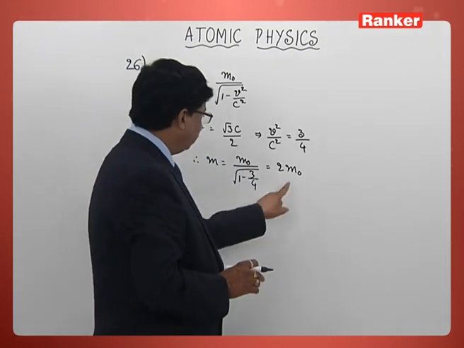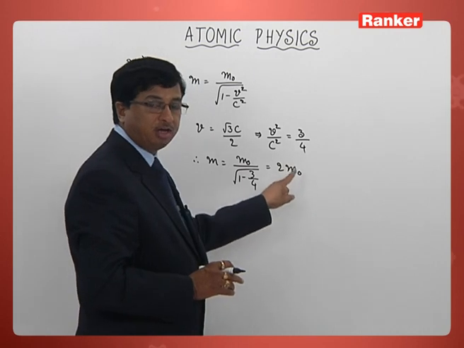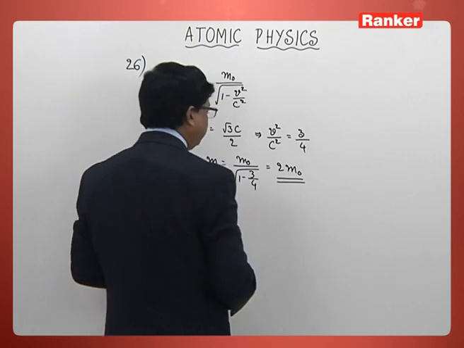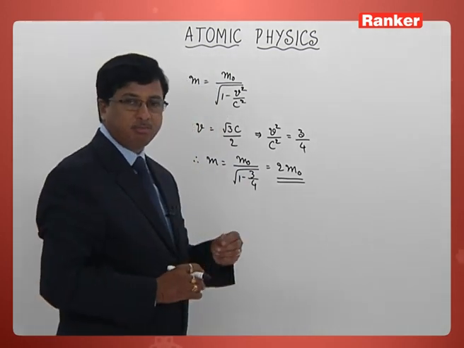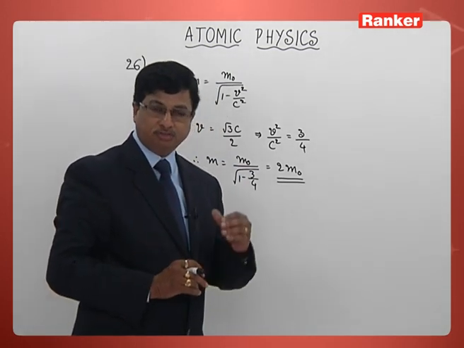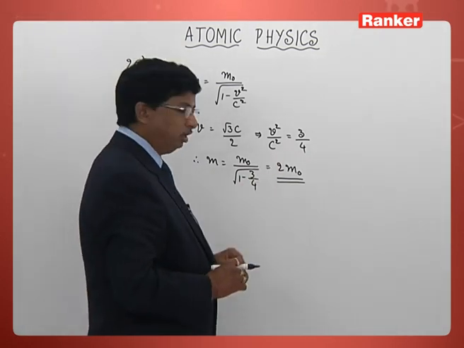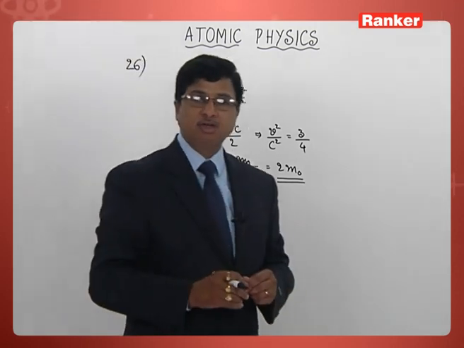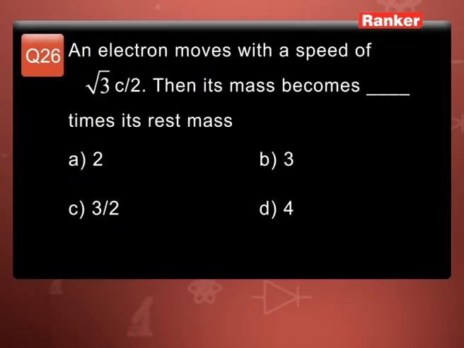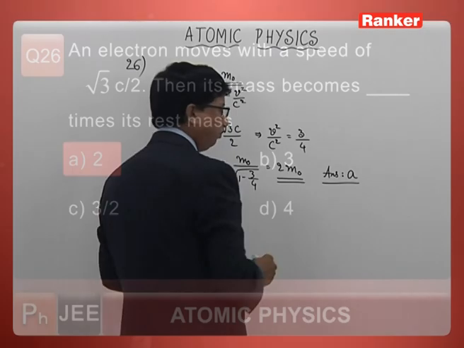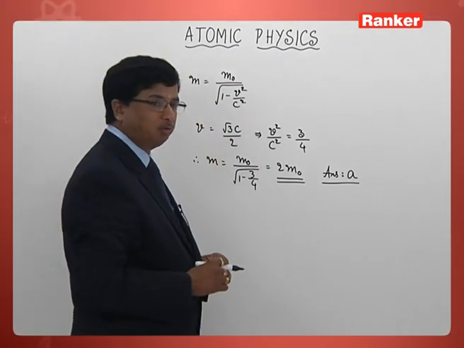Doubled of what? Its initial mass, or the rest mass. So we can directly understand the mass of this particle, which is the electron mentioned in the problem, is now twice its rest mass. So automatically, out of the 4 options mentioned in the problem, the first option is going to be correct now. We can say the answer for this particular problem is simply A. That is the concept we have to get.